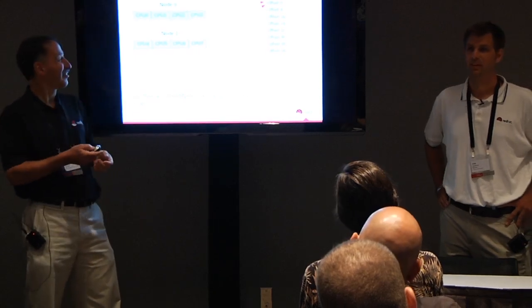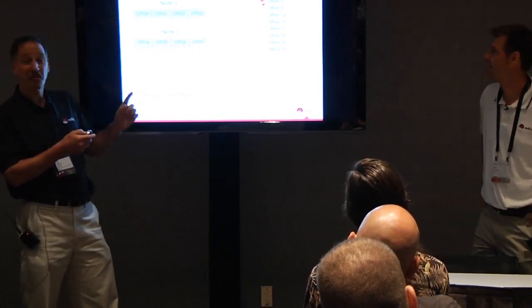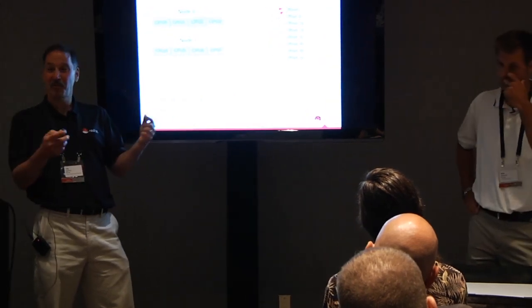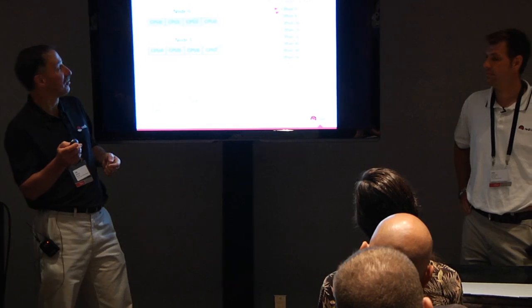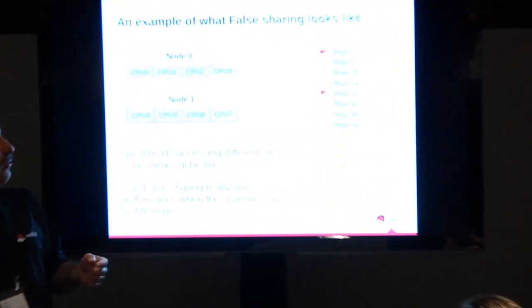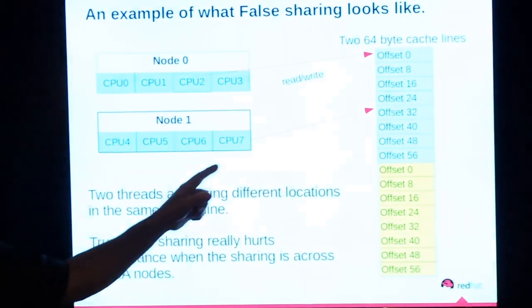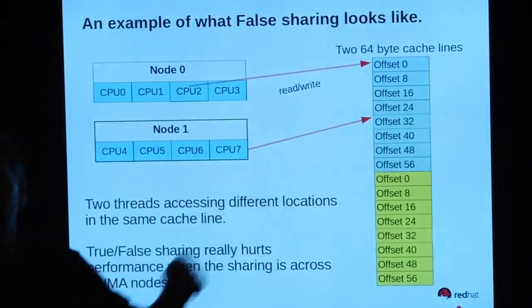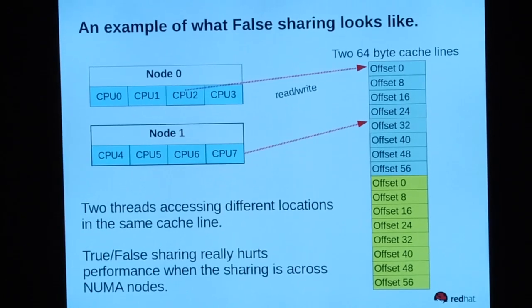So true sharing is when two threads or processes are modifying the same memory location. False sharing is when, in that same scenario, you're now modifying different locations in the cache line.